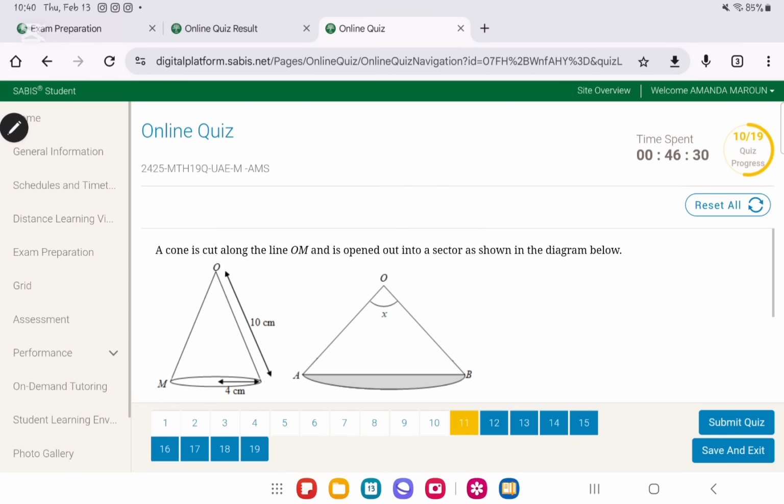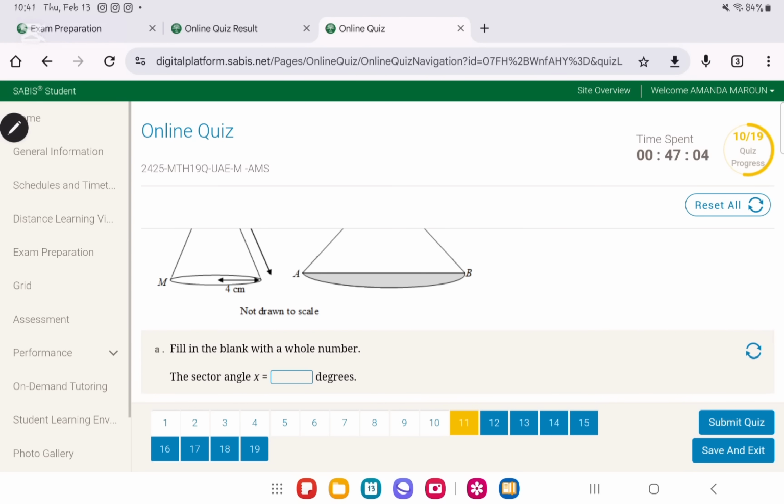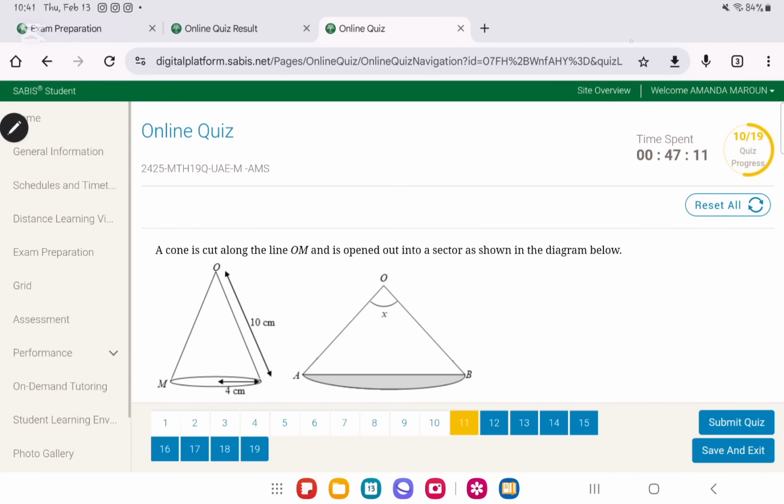We move on to question number 11. Okay, now this is a very, very nice question. It came in last week's quiz. I did not know how to solve it because we did not take it yet, but now that we know how to take it, I'm going to explain this specific one because it has a cone being cut. A cone is cut along the line OM and is opened out into a sector as shown in the diagram below. Fill in the blanks with a whole number. The sector angle X equals what degrees?